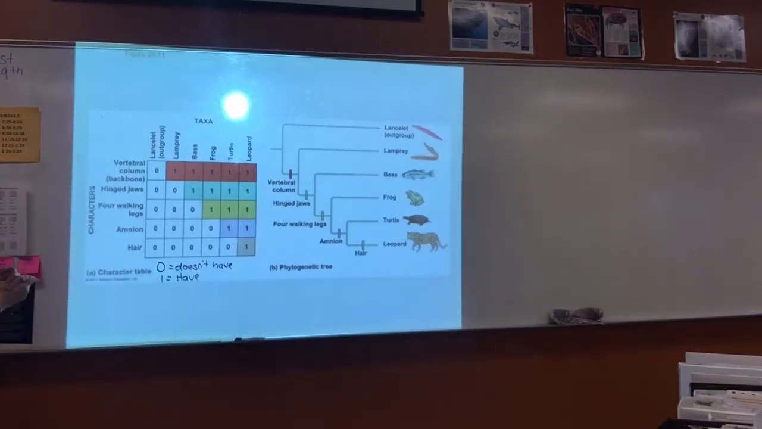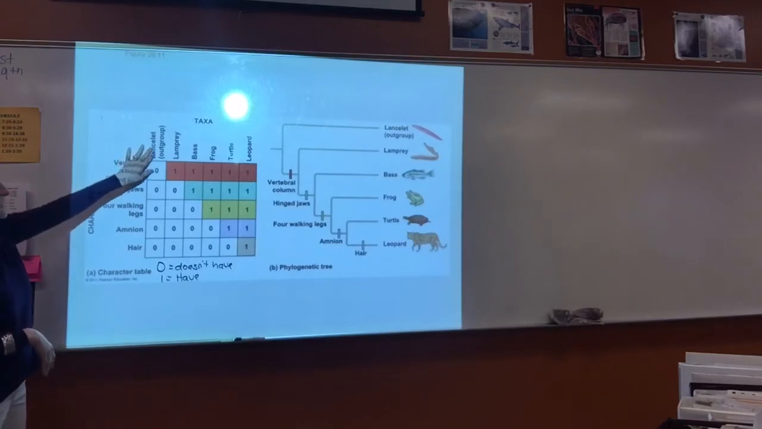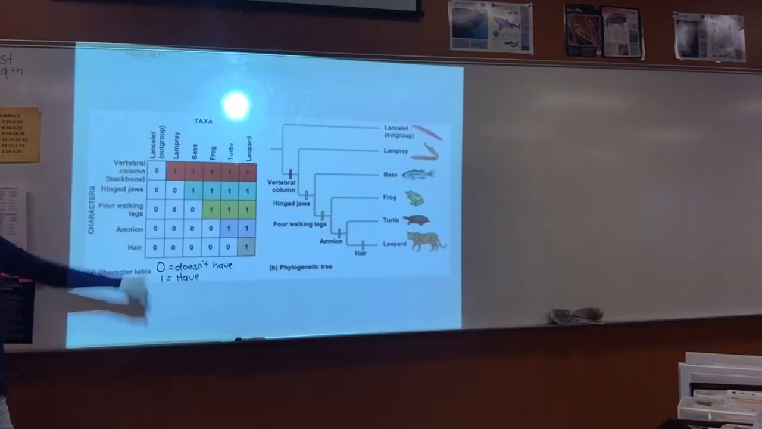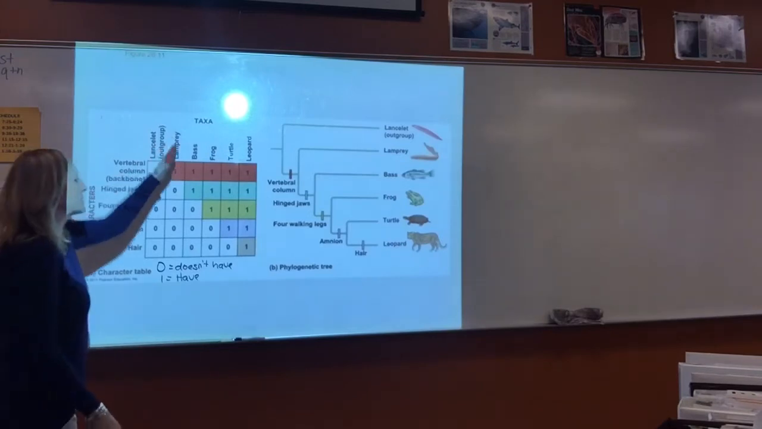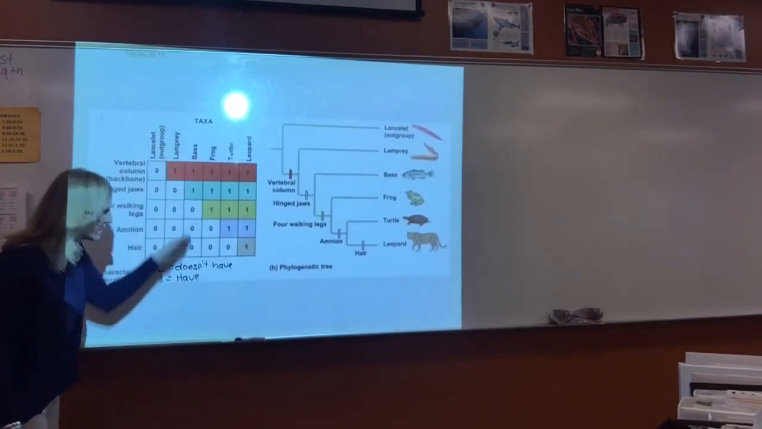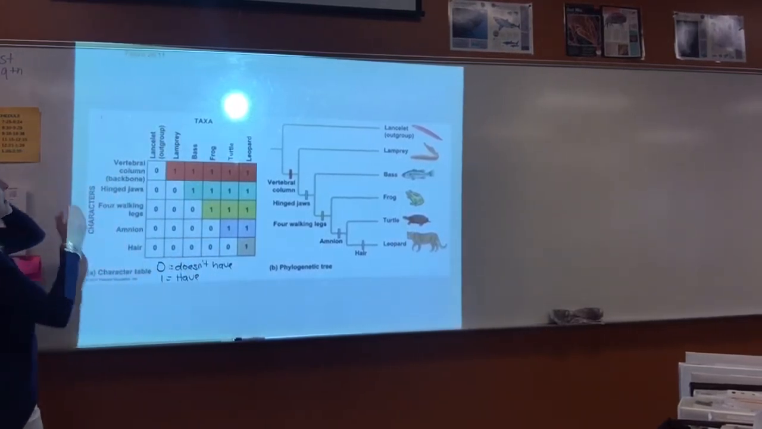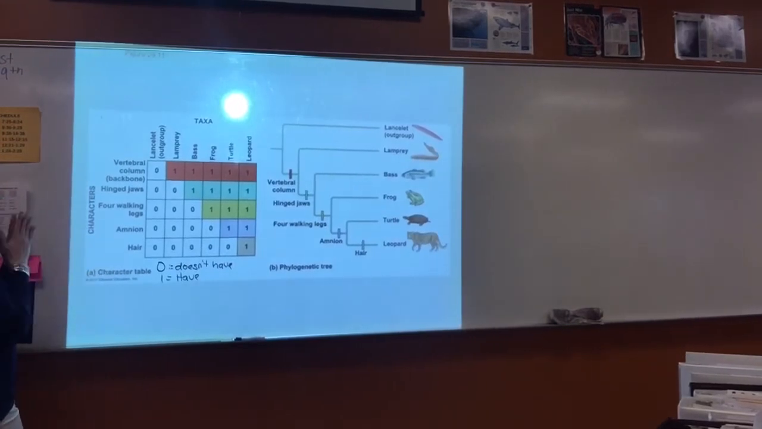Okay, so I'm looking at the lancelet, notice here it has 0s for each one of them. So what they literally do is look at the organisms and kind of check off whether they have this or 0, all right, and so on and so forth. Then they do the same thing with the lamprey and see whether or not they have it, and so on and so forth. And so then we look at it, and then compare it.